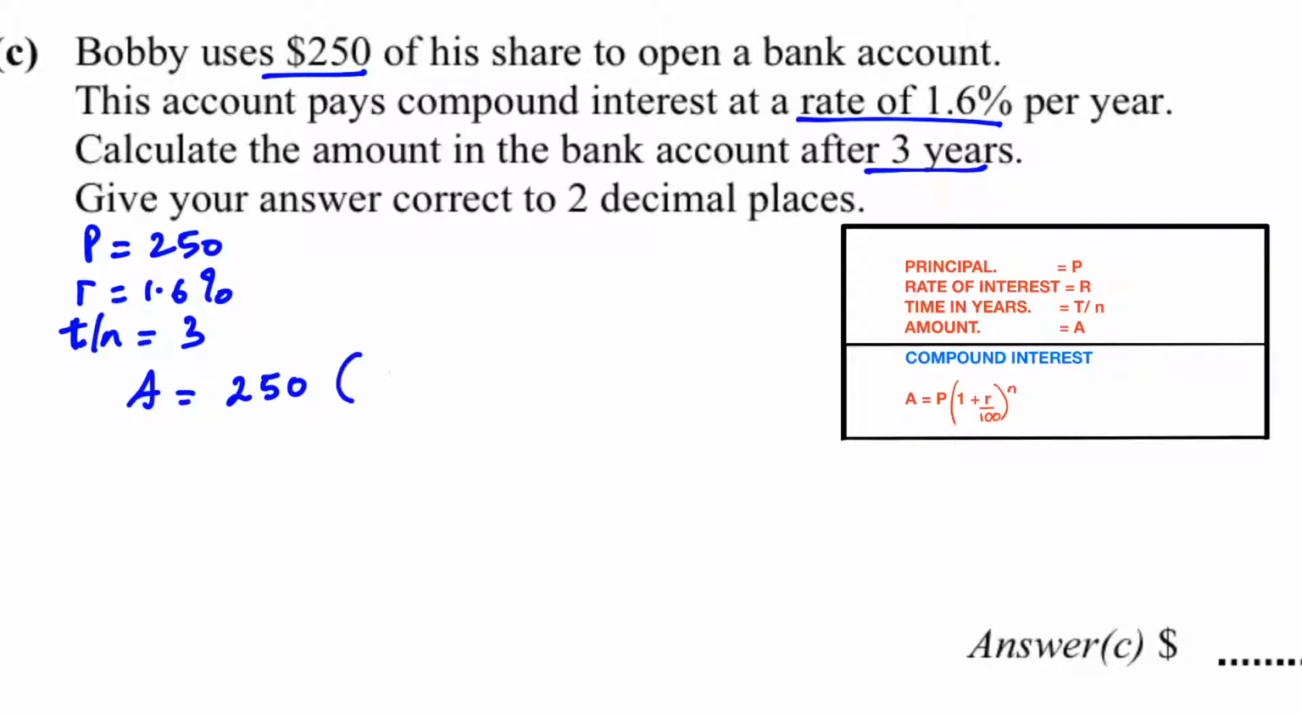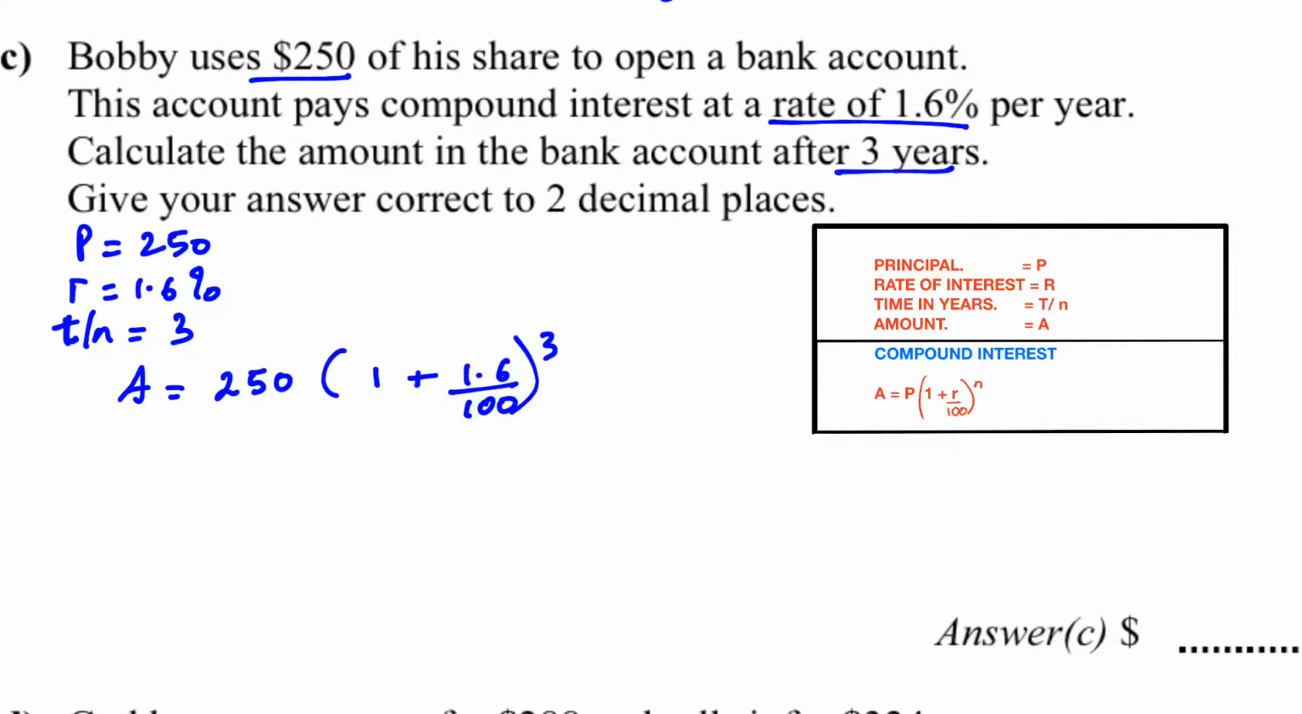Now we just have to substitute in our equation. P is 250, 1 plus 1.6 over 100, to the power of 3. We put it in the calculator and the answer we get is $262.19.